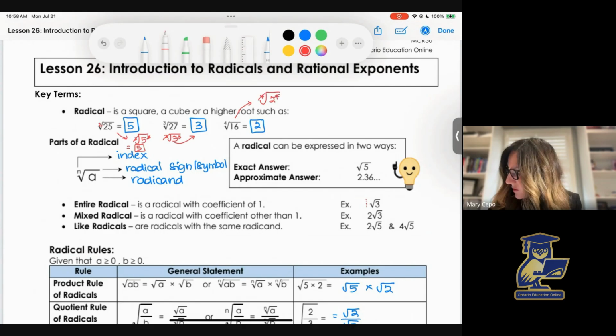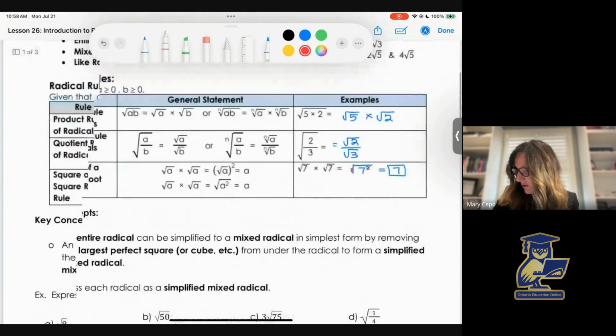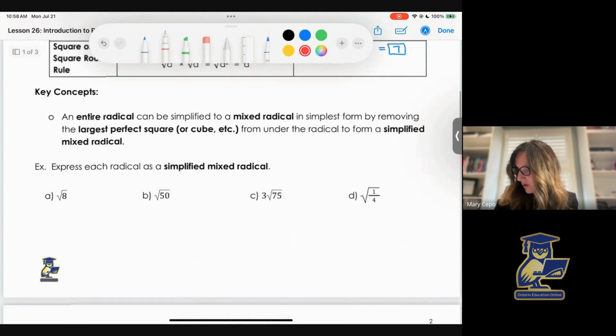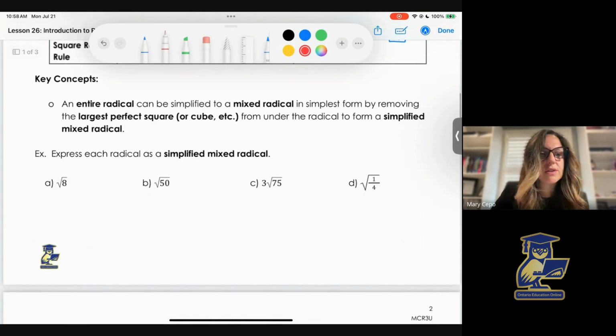Those root and exponents are the same, so you're left with 2. I just want to bring that to your attention because if we can pick up on that, then these rules will come in and work smoother. So key concept: an entire radical can be simplified to a mixed radical in simplest form by removing the largest perfect square, cube, etc. from under the radical to form a simplified mixed radical.